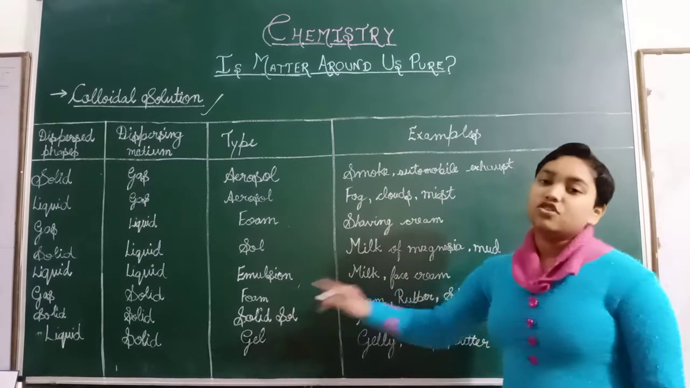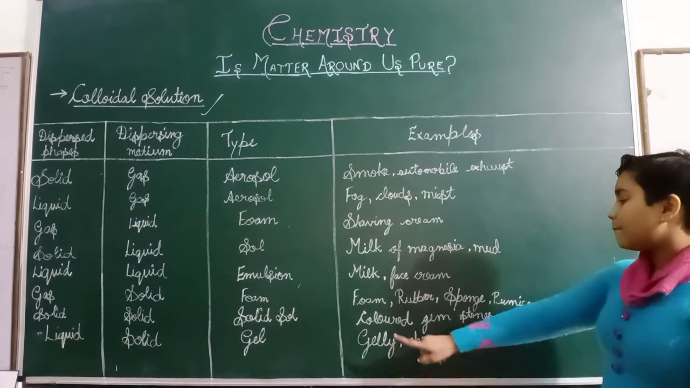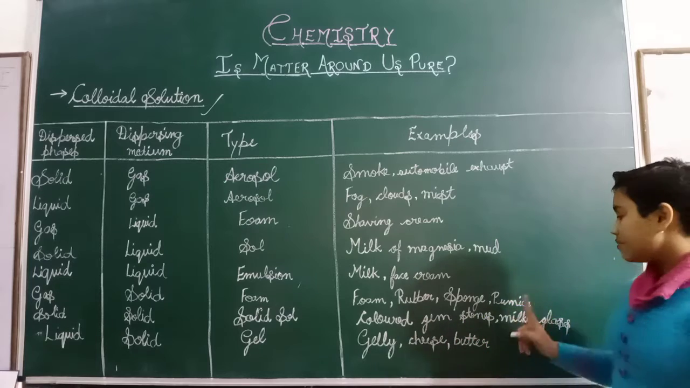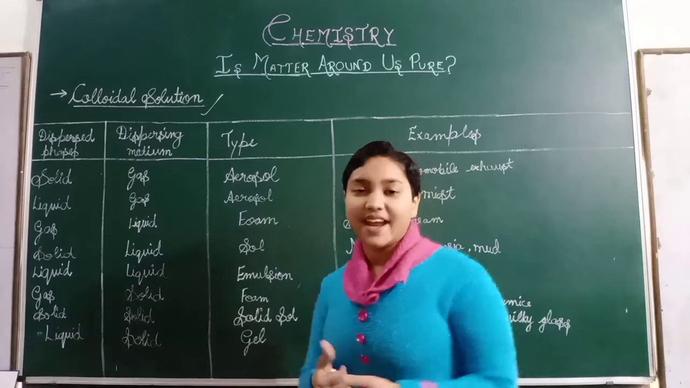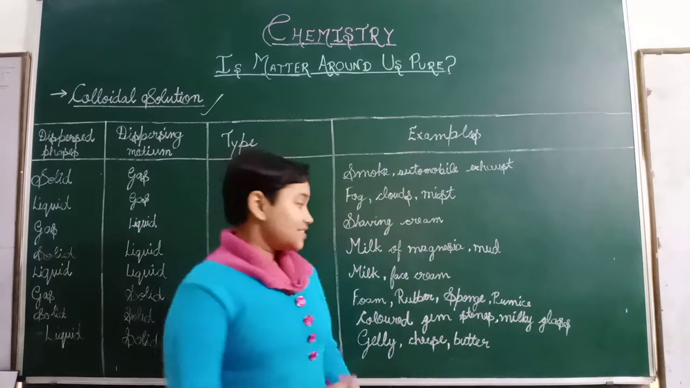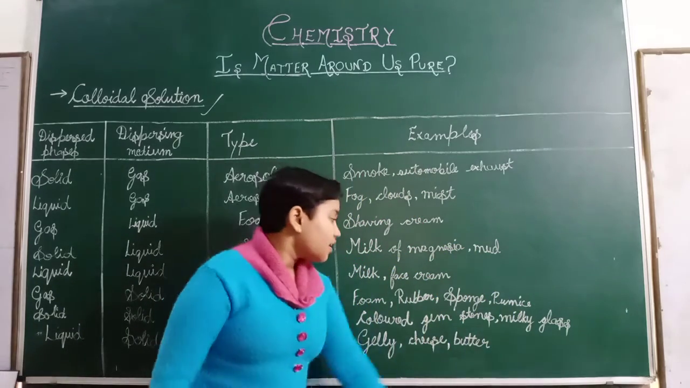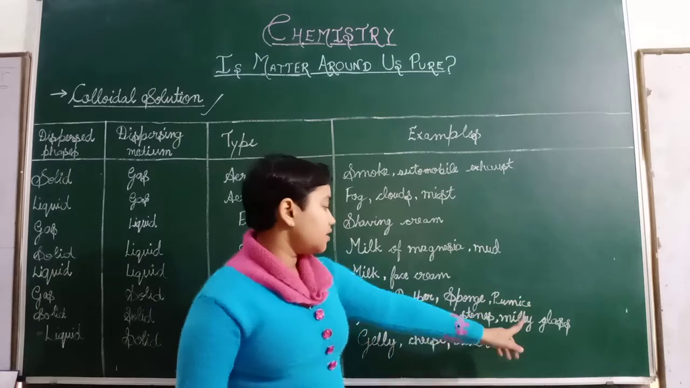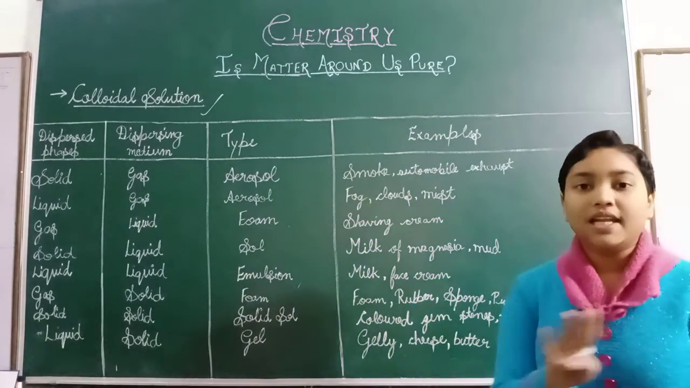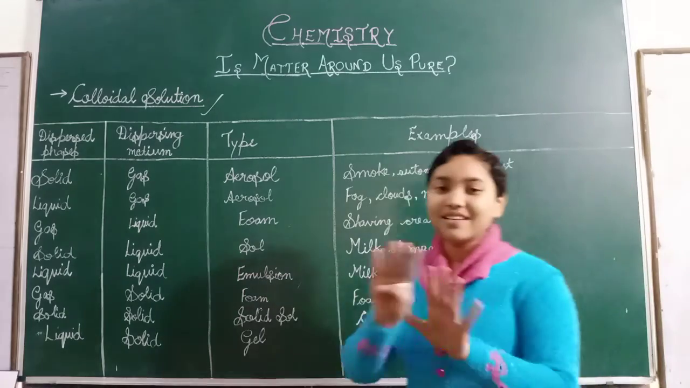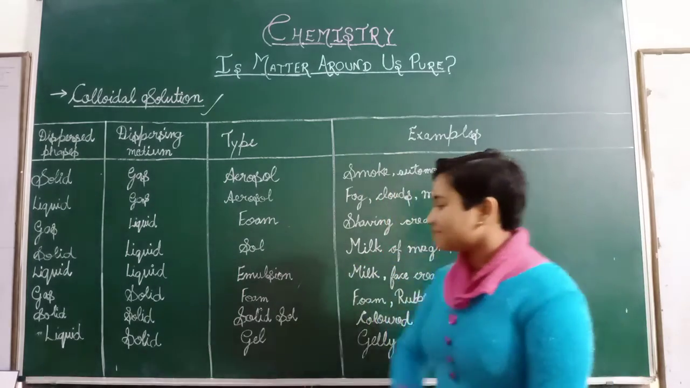Then it is called solid sol. For example, colored gemstones, the stones which we wear in rings and necklaces, and milky glass. Milky glass is a type of glass whose color is milky, so it is called milky glass.